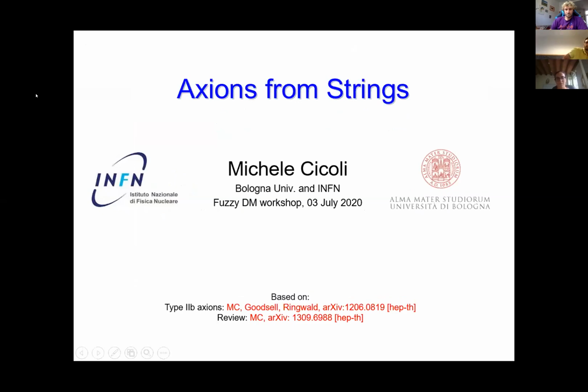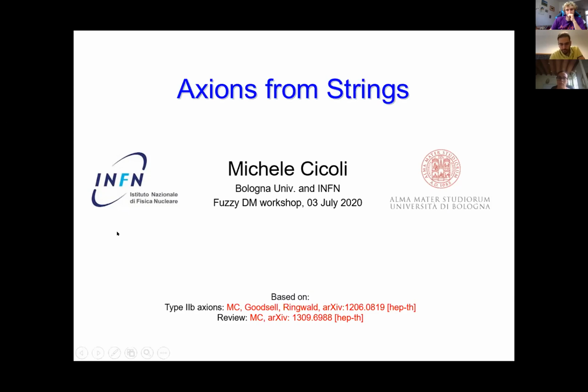Okay. So let me start by thanking Dodi and all the other organizers of this Fuzzy Dark Matter workshop for the invitation to give this talk. So thank you very much. As Dodi said, this is going to be divided into two talks. The first one is a generic introduction to the properties of axions coming from strings. And then the main thing is Veronica's talk. She will talk after me and she will try to answer the question about how natural fuzzy dark matter is from the string theory point of view, starting from what I said.